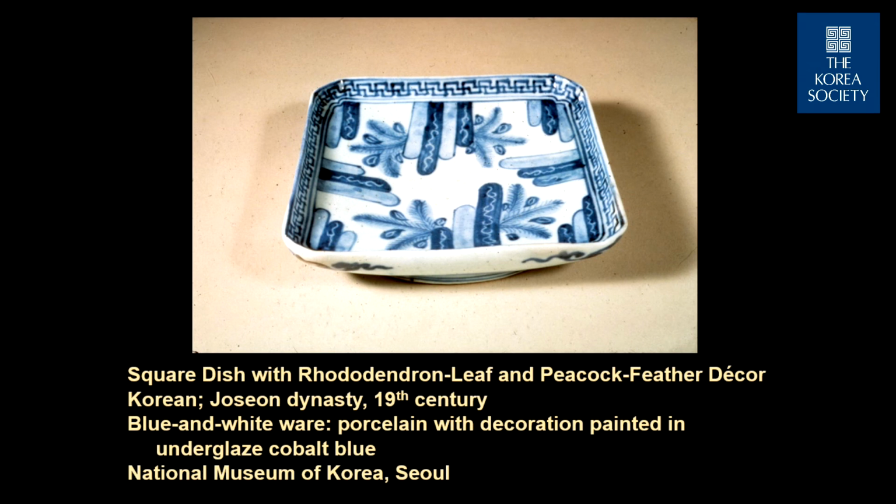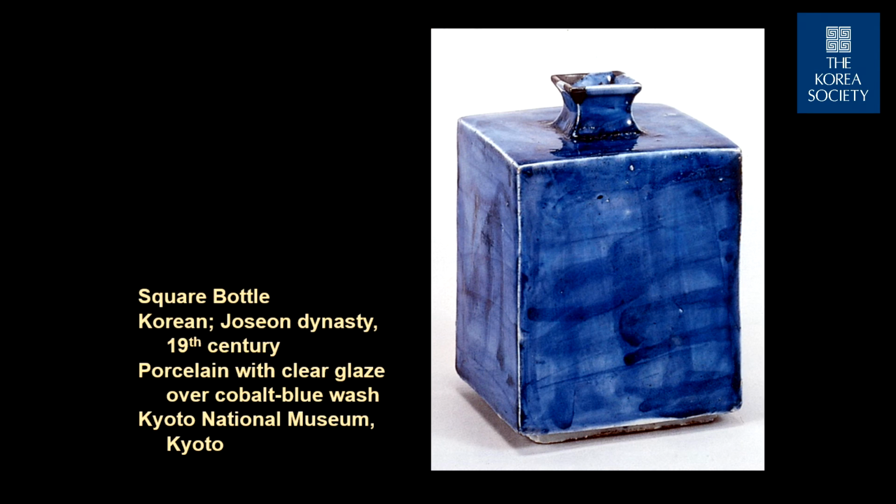In the 19th century, we're almost at the end, the decoration often becomes a little more abstract, some unusual combination of rhododendron leaves and peacock feathers, but you see the repeating design over the surface. Or sometimes they would give you, it's not a blue glaze per se. You can see brush strokes.